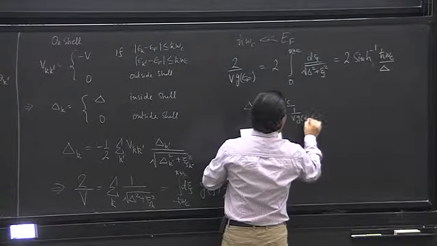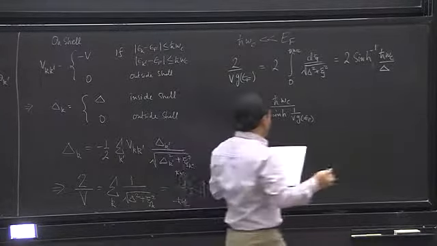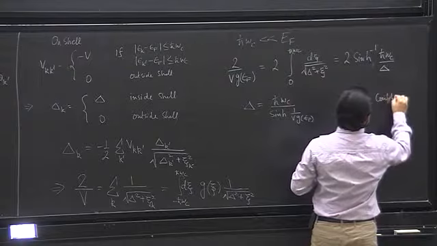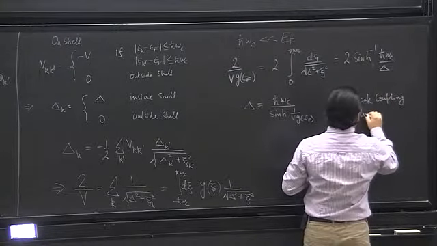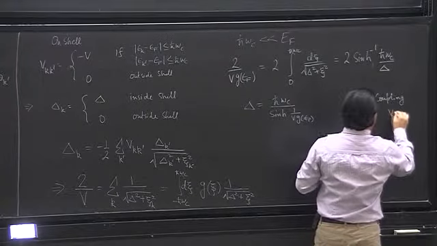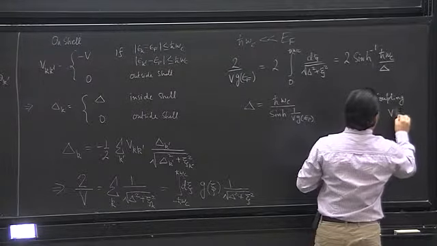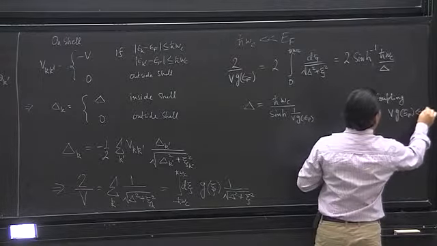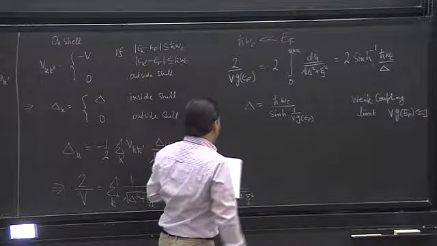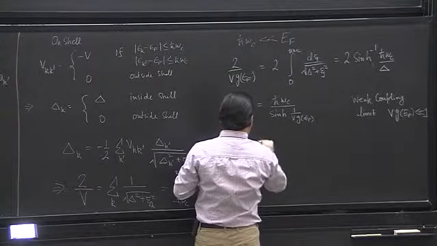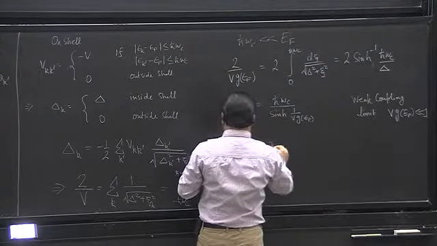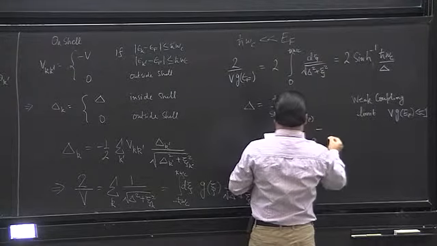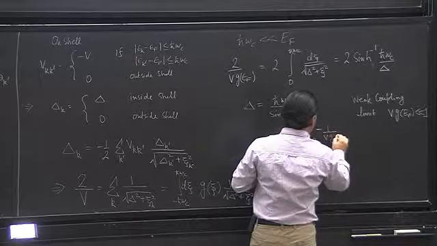And now again we are going to make another approximation, which is the weak coupling limit, which is V times the density of states at the Fermi energy is much smaller than 1. And with this approximation, you would find that delta is approximately 2ħω_c exponential of minus 1 over V g(ε_F).